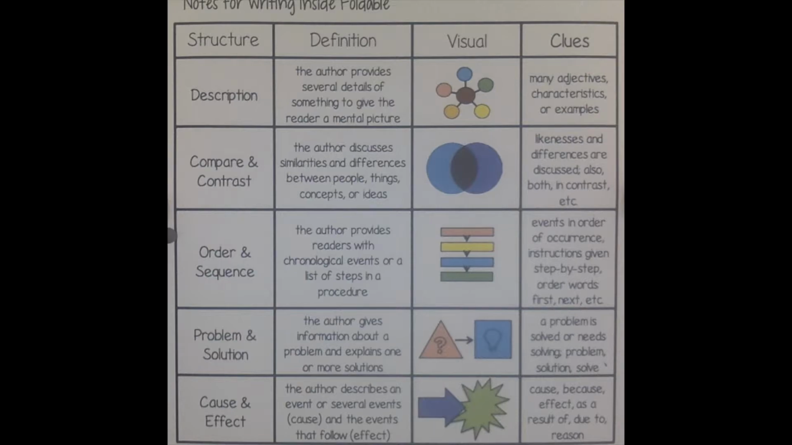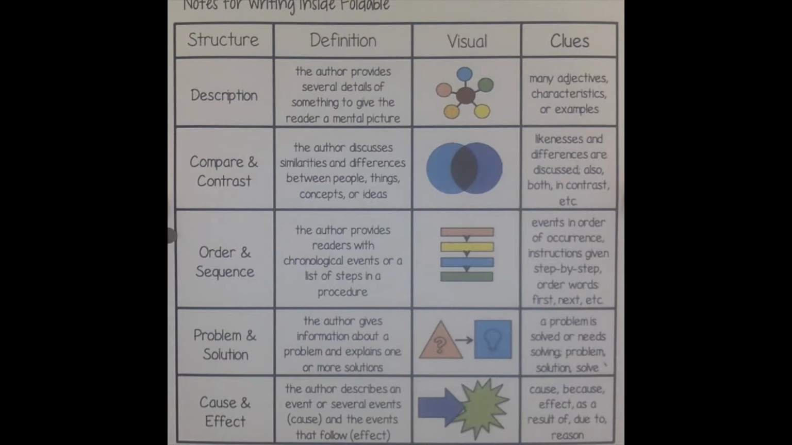The next one is compare and contrast. The definition of this text structure is one when the author discusses similarities and differences between people, things, concepts, or ideas. Oftentimes a visual here is a Venn diagram. I'm comparing and contrasting two things. Clue words that I look for are likenesses and differences are discussed, also both, in contrast, etc. Again, those are words within the passage that help me know which text structure I'm in. So compare, contrast, the author will be comparing and contrasting two things.